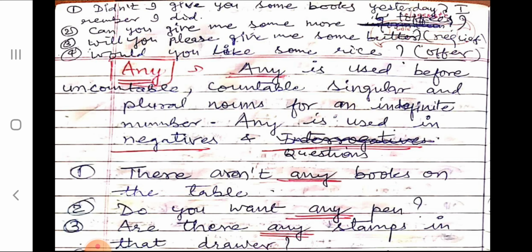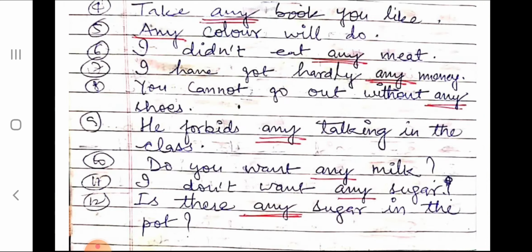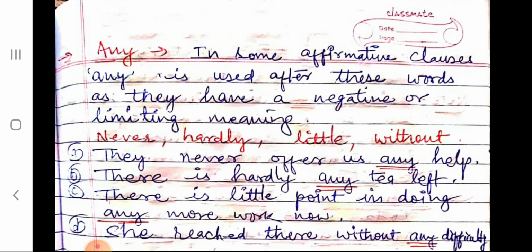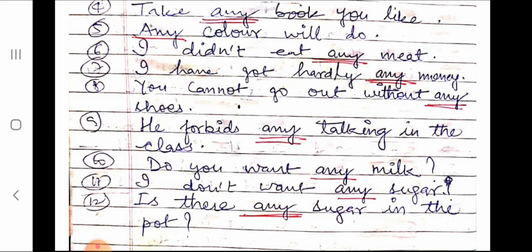Examples: There aren't any books on the table. This is negative, and it means there is no book on the table. Do you want any pen? Interrogative. Are there any stamps in that drawer? Next, take any book you like. You may take any book you like. Any color will do, meaning any color will suffice.